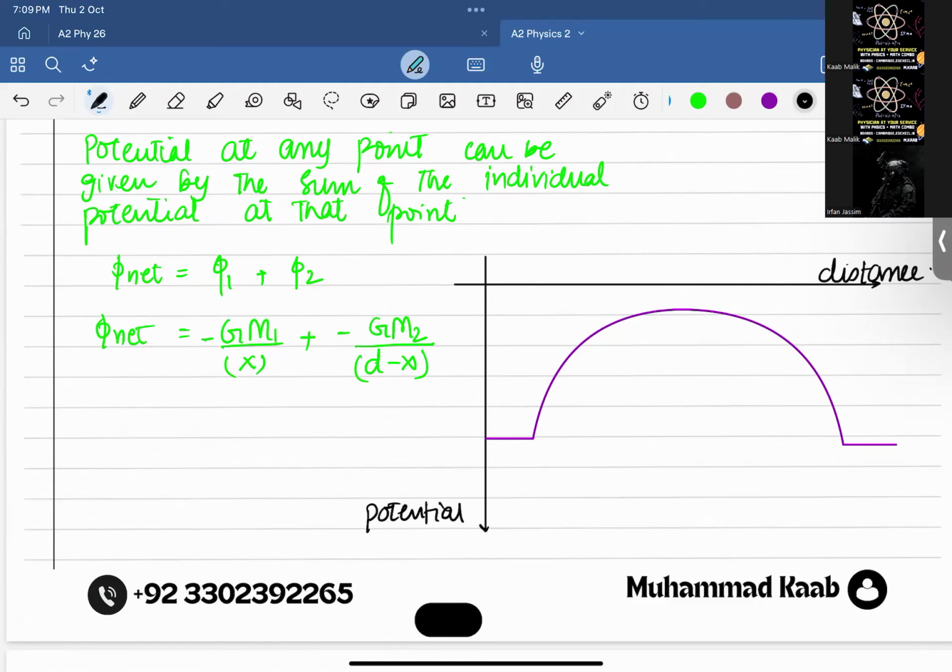Distance, right? So now you can see that at any one point, the gravitational potential is basically given by the sum of the potential from the individual planet at that point. And this is the overall result or resultant effect. Where you have the first planet right here and the other planet at the other side. And this is going to be the minimum point.